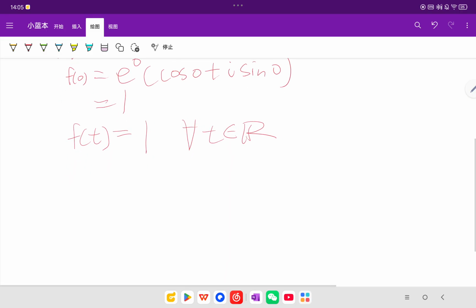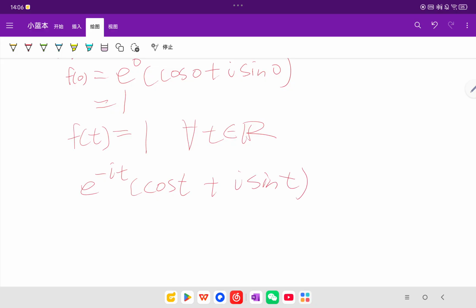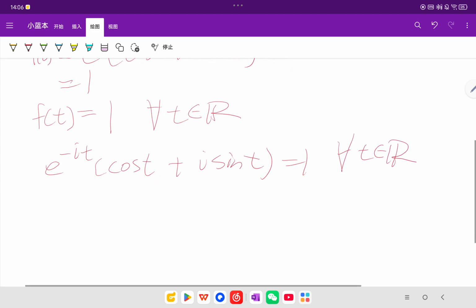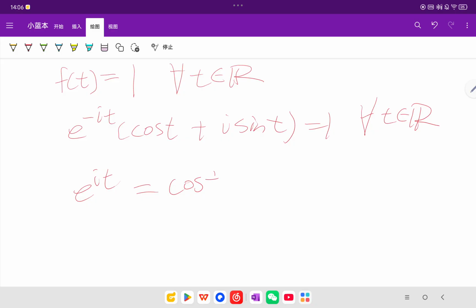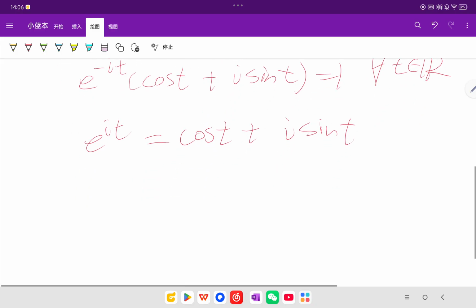So we now have that e to the negative it times (cos t plus i sine t) equals 1 for all t in real numbers. We just multiply by e to the it on the right, so we get e to the it equals cos t plus i sine t. So our first method is done.